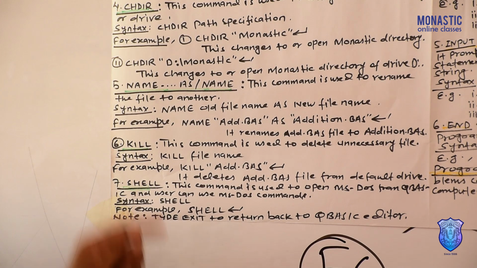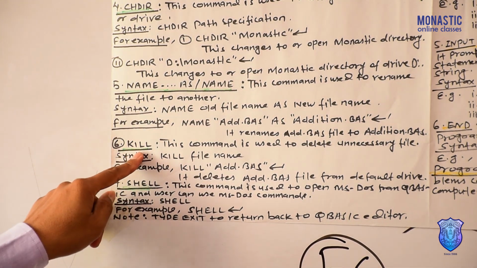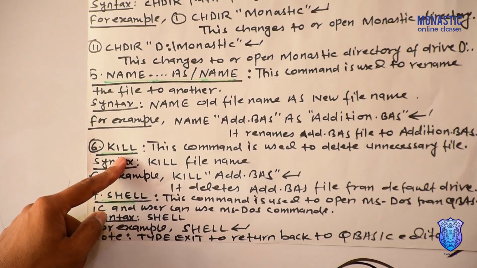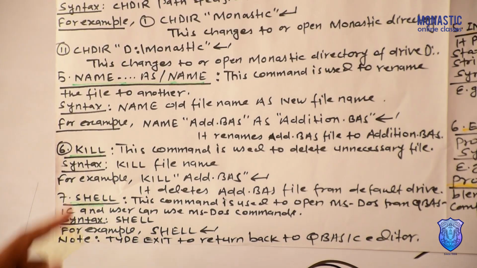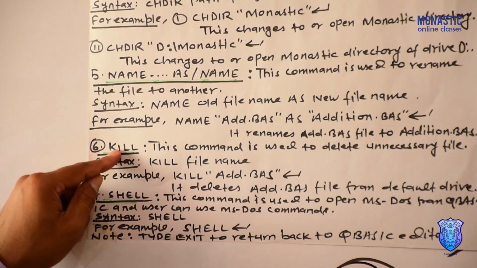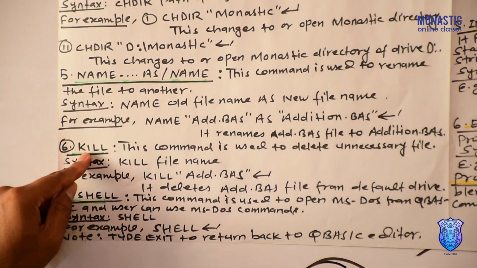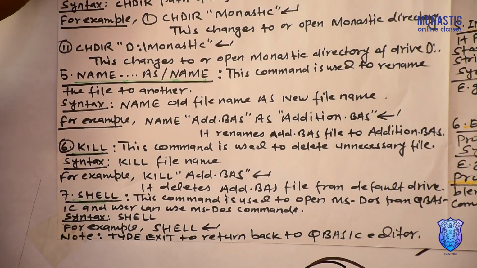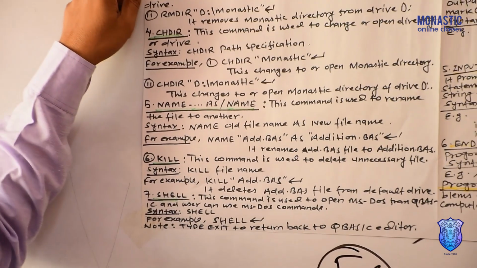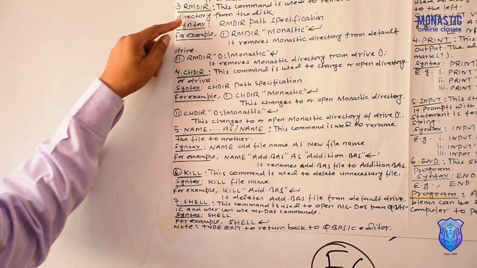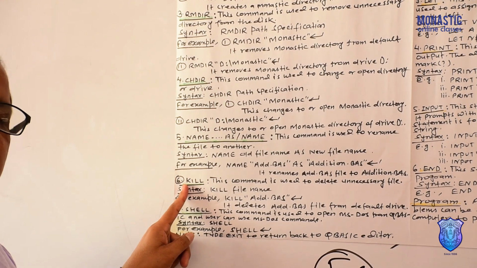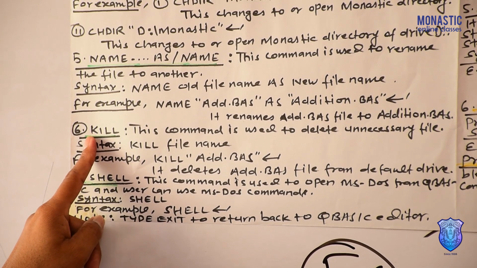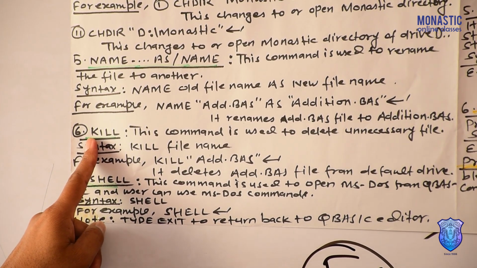Now next one is kill. This command is used to delete, remove an unnecessary file from the disk. Don't be confused here: kill is used to delete a file or program, whereas rmdir is used to delete or remove an unnecessary directory from the disk. Back to kill, the kill command is used to delete, remove an unnecessary file or program from the disk.